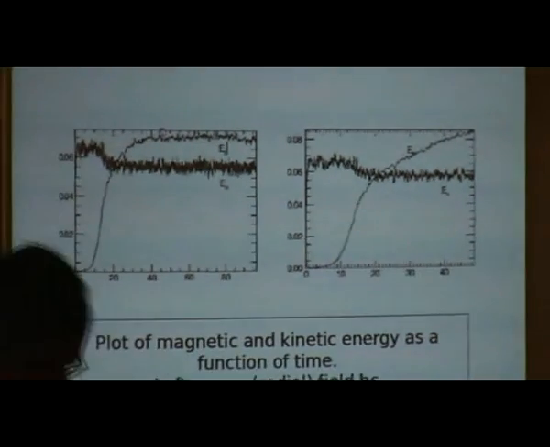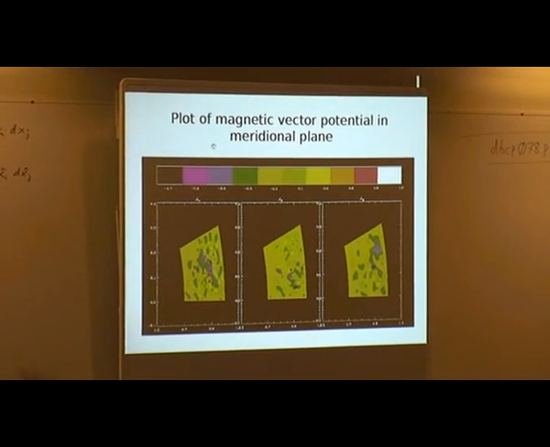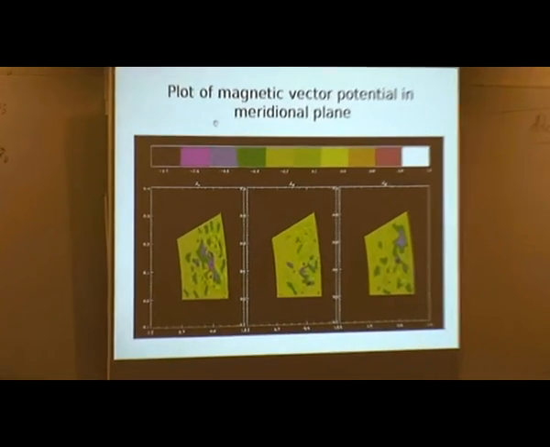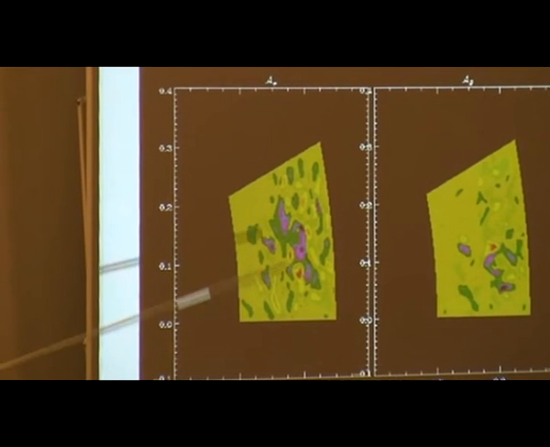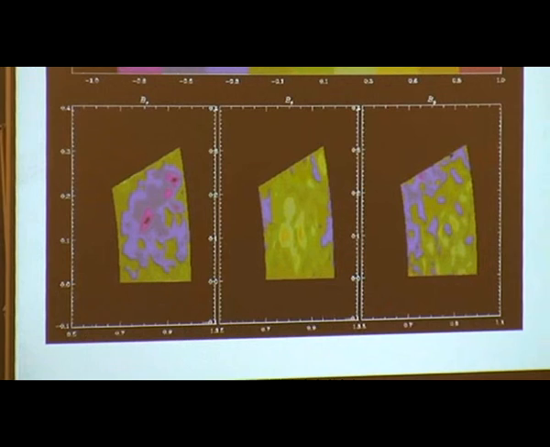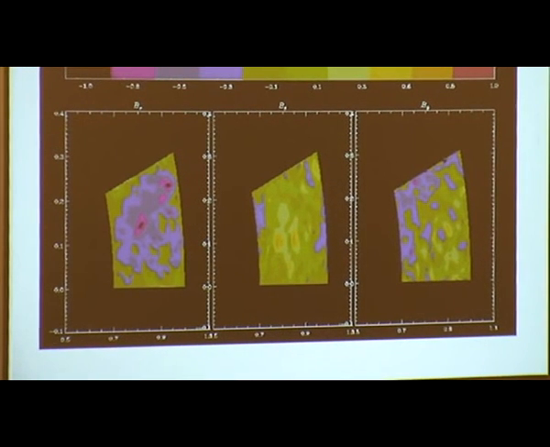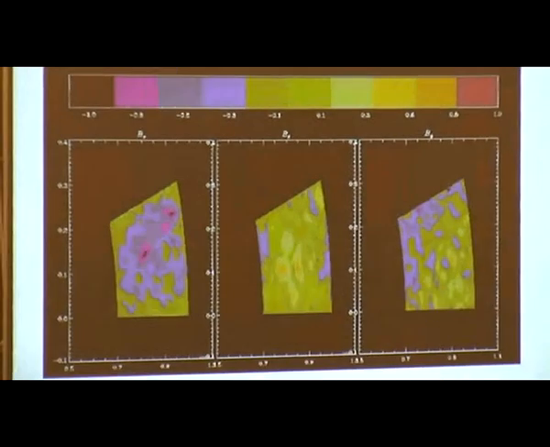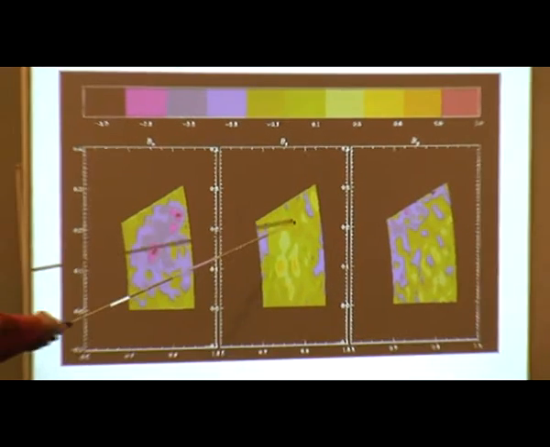As all talks these days must have beautiful pictures, here are some pictures. This is a plot of the magnetic vector potential in the meridional plane. Nothing very special. The nicer things are in the plot of the magnetic field. Here you can see the large scale magnetic fields are actually building up. This is still far from saturation. So this is B_r, B theta and B phi.